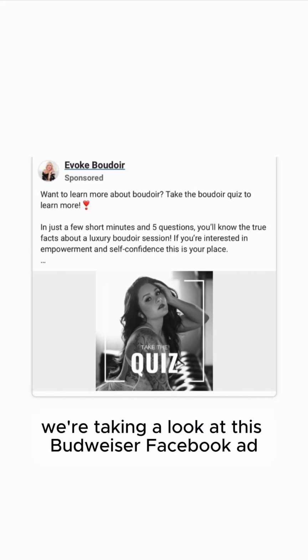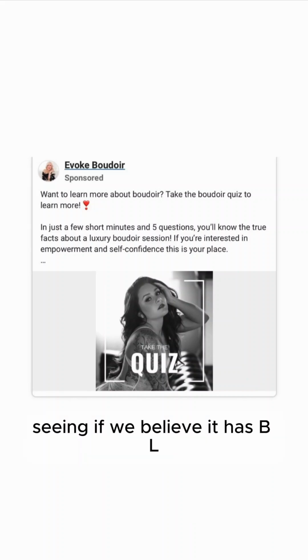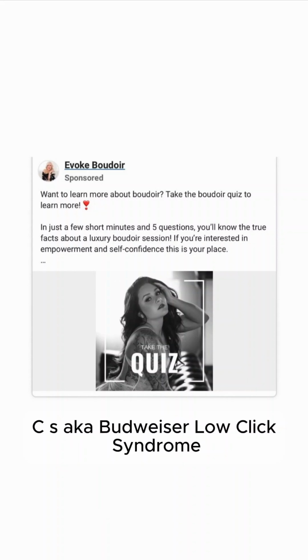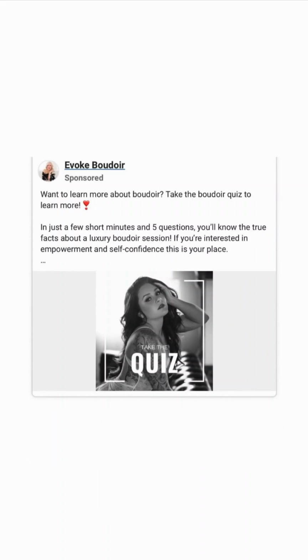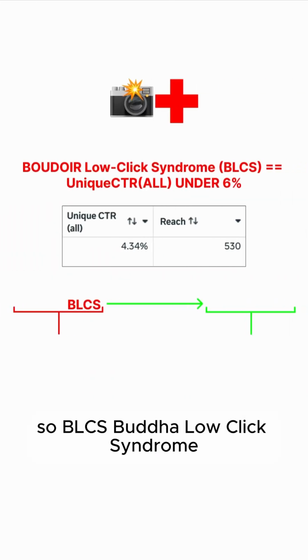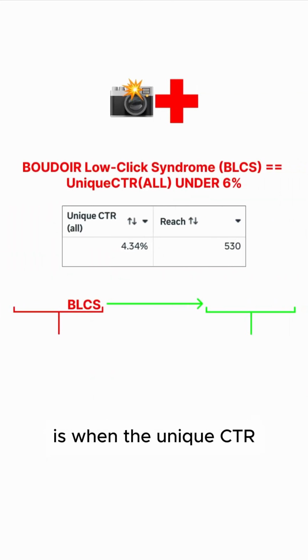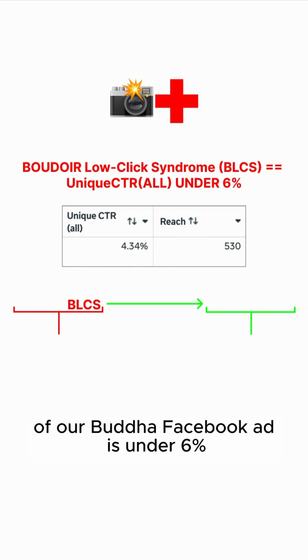All right, y'all, we're taking a look at this Boudoir Facebook ad, seeing if we believe it has BLCS, aka Boudoir low click syndrome. So BLCS, Boudoir low click syndrome, is when the unique CTR on our Boudoir Facebook ad is under 6%.